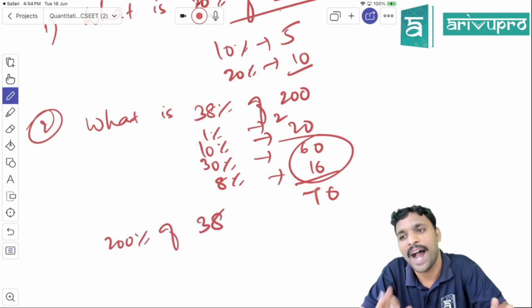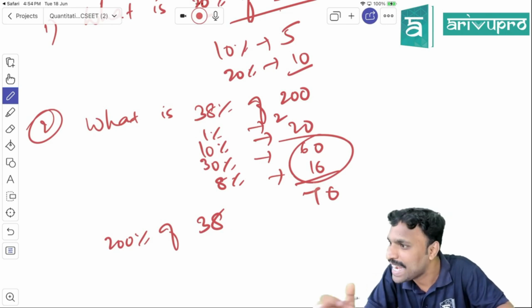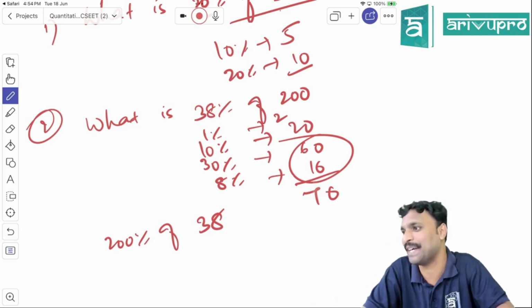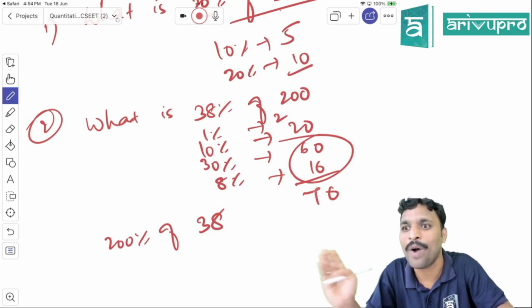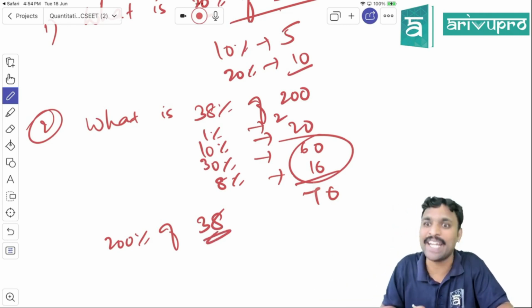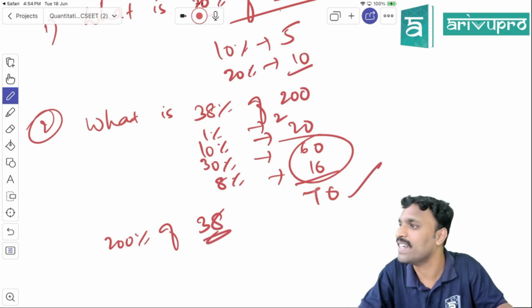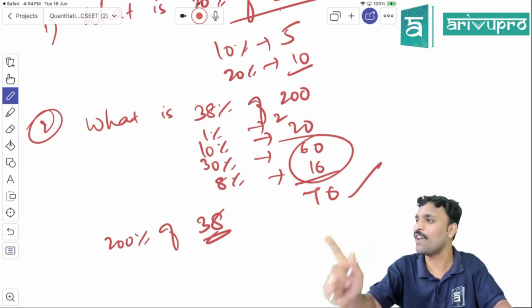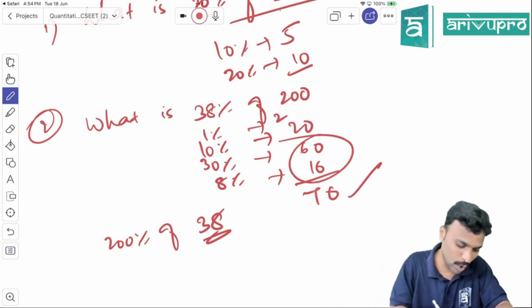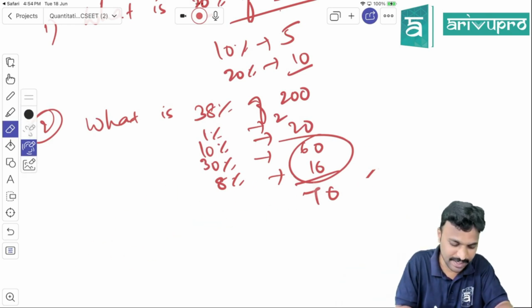Look here. 100% of 38 is 38 only. 200% means double of that number. Please understand. 100% of a number is the number itself. 200% means double of that number. What number? 38. What is double of 38? What did we get here? 76. Percentages are always reversible. Please make a note.